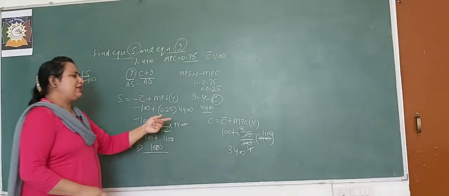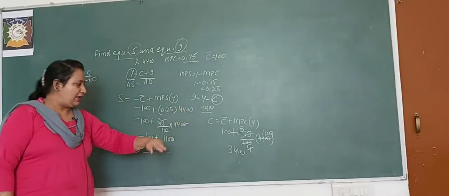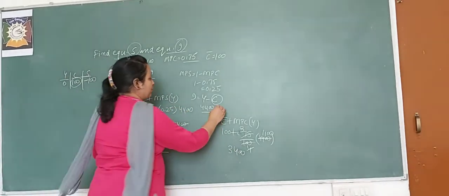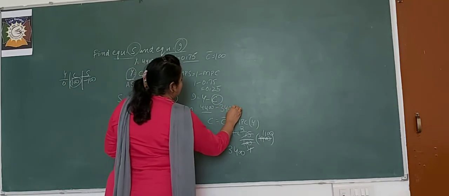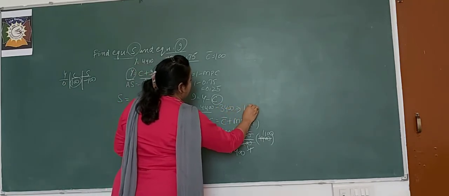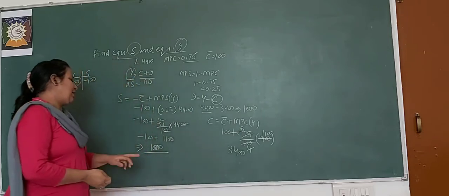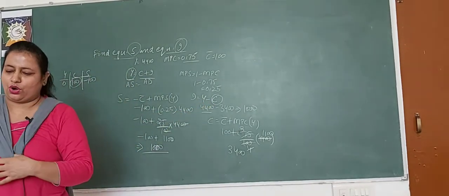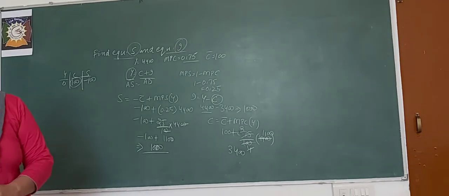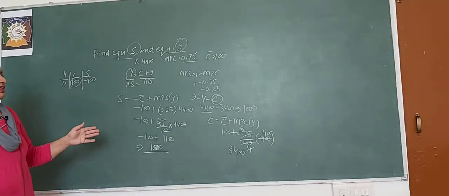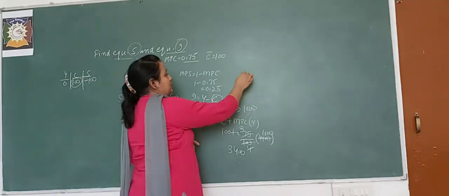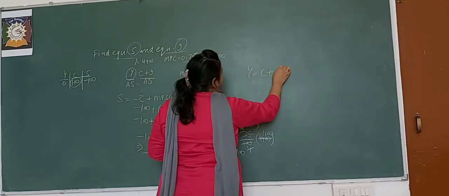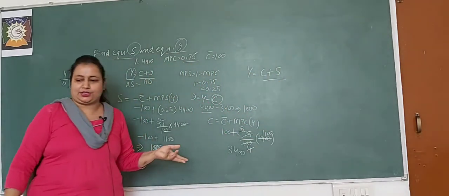Now you can find it easily. Income I have 4400 and consumption I have 3400. It means investment will be equal. It means saving and investment will be equal. This is equilibrium approach. Alternative you can use also. Alternative approach, you know Y is equal to C plus S. You can find it. आप इस मेथड से भी फाइंड कर सकते हो.